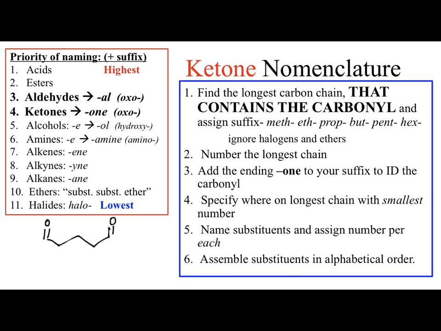So let's go ahead and take a look at this structure. What do we have? Longest carbon chain. Yeah, I'm erasing. So we've got pentan. Now what do we do? What's our functional group of highest priority?